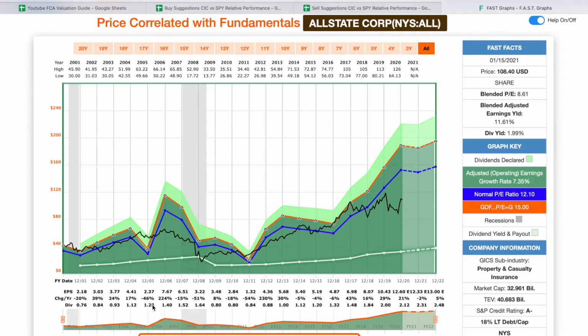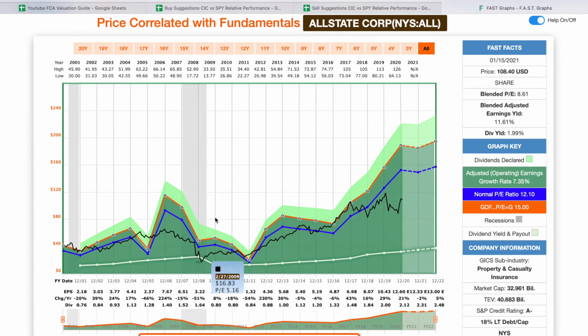And 2005 is a good example. The economy was generally doing really well in 2005, but EPS for them fell 46%. I wouldn't be surprised if this had something to do with Hurricane Katrina. And that's the type of thing you might see. So if that's the case, then this isn't really indicative of how cyclical they are.